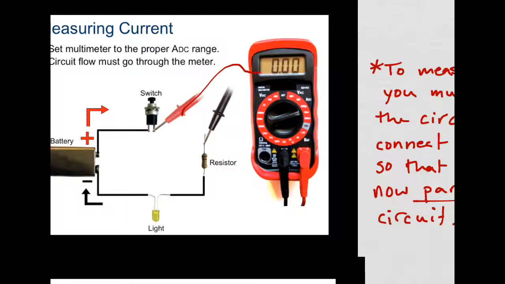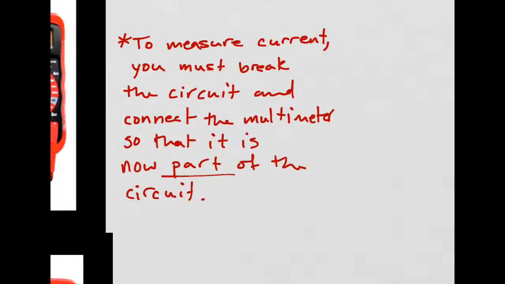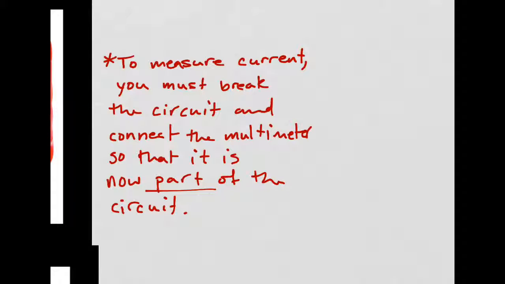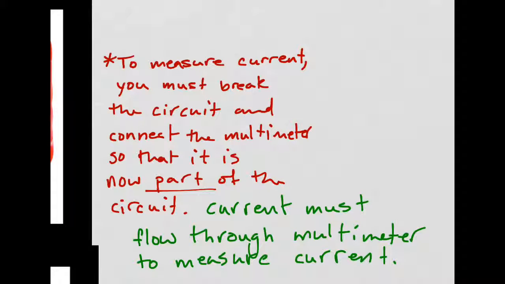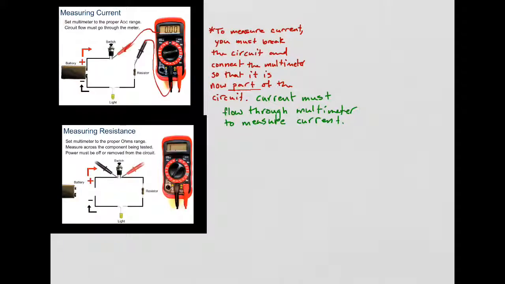So this would connect to the multimeter, and then that would connect back out. So current should flow through the multimeter. That's what I'll write here: current must flow through the multimeter to measure current. So that's important to write down. When we get to doing our activity, that'll be important to remember. Otherwise, you'll get weird readings and you won't know why. You'll get wrong readings and then you'll do it wrong.